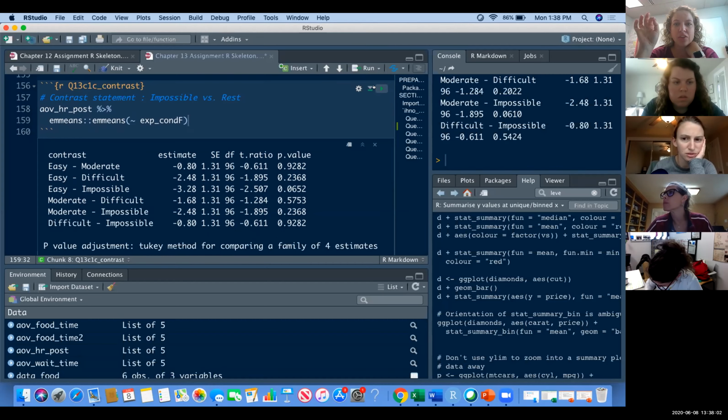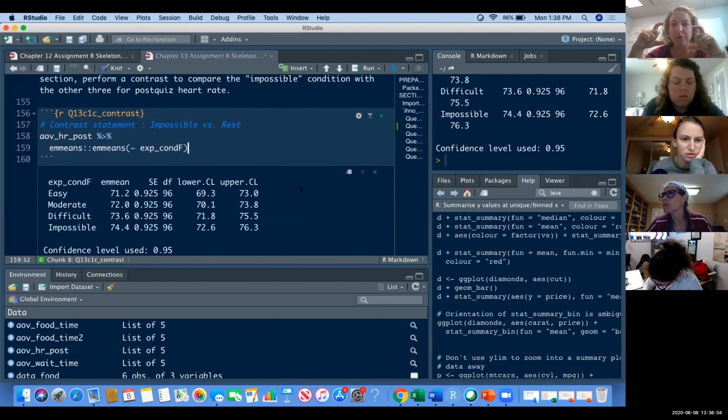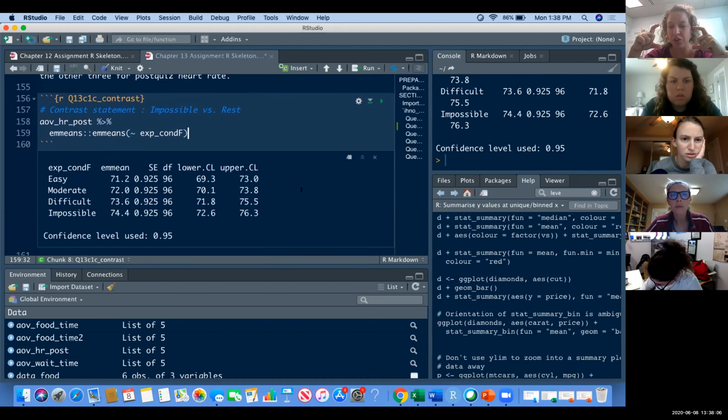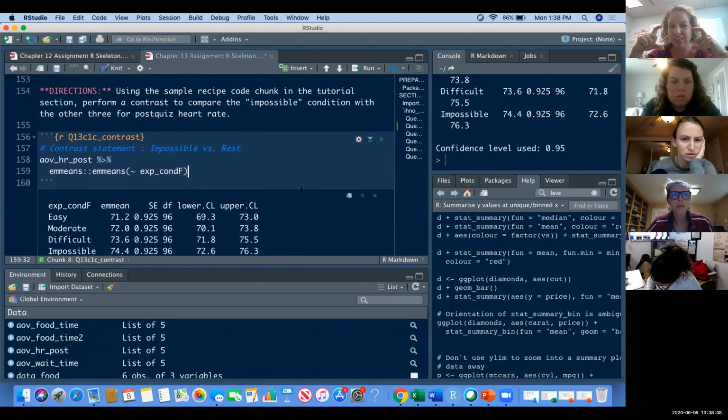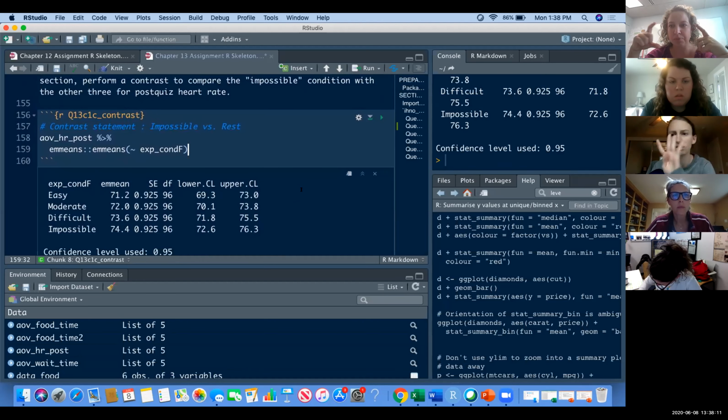Run that. So we're running just the EM means, and we see the order. How many levels are there to the factor experimental condition? There's 4. Where is impossible in the order? The bottom, it's the last. It's the 4th. So we're going to compare the top 3 to the last one. That order matters when we're going to do our weights.